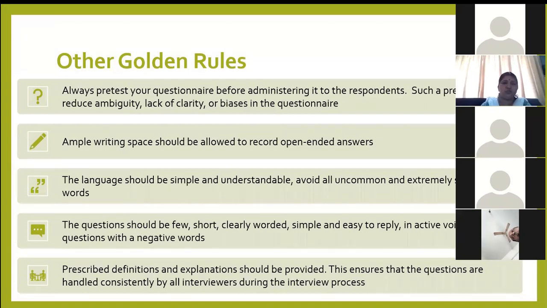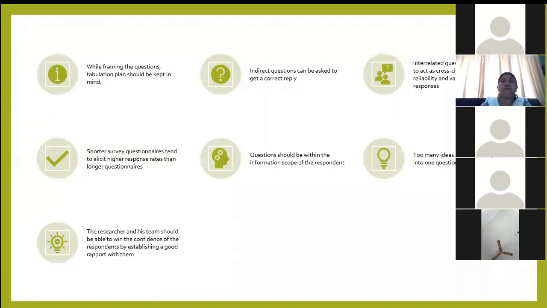Negative words should be avoided. Then you have to give all prescribed definitions and explanations. So this ensures that the questions are handled consistently by all interviewers during the interview process. So you have to give all proper instructions. Then while framing the questions, the tabulation plan should also be kept in mind.